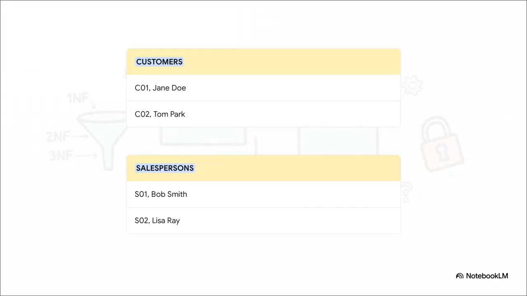And would you look at that? It's beautiful. Customers now have their own dedicated table, with a customer ID as the primary key. Salespeople have their own table. Jane Doe's phone number now exists in one single cell. All of that dangerous, messy repetition is finally gone for good.